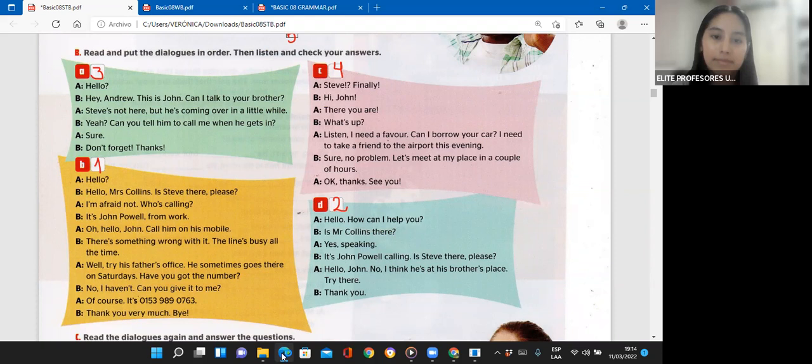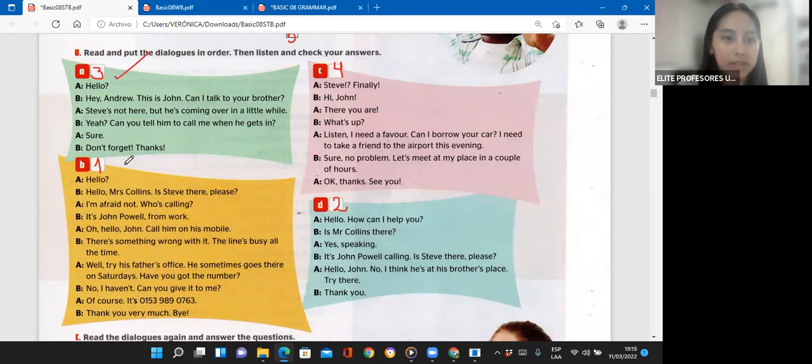2D. Hello, how can I help you? Is Mr. Collins there? Yes, speaking. It's John Powell calling. Is Steve there, please? Hello, John. No, I think he's at his brother's place. Try there. Thank you.